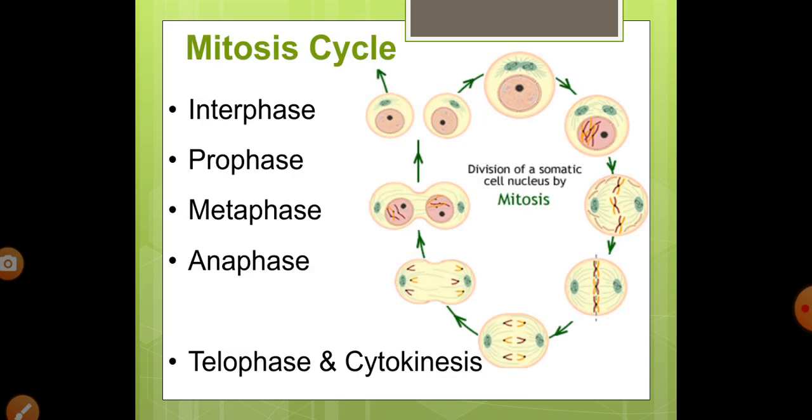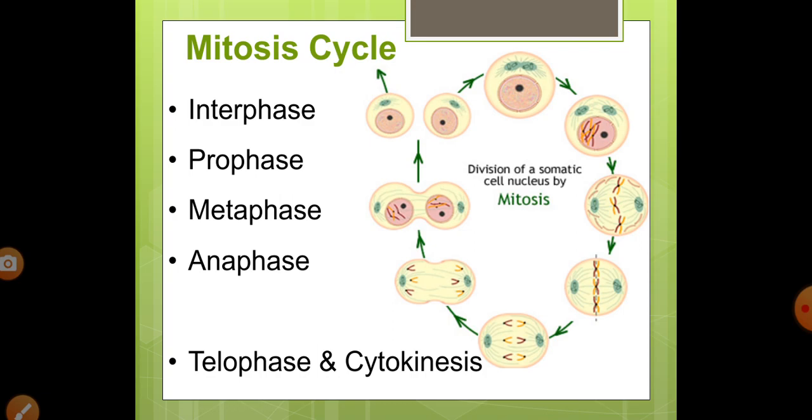Karyokinesis is a biological process involving the division of a cell's nucleus. Division of the nucleus in mitosis is indirect. It is divided into four stages: prophase, metaphase, anaphase, and telophase. And then comes the last process, cytokinesis, in which the cytoplasm divides.